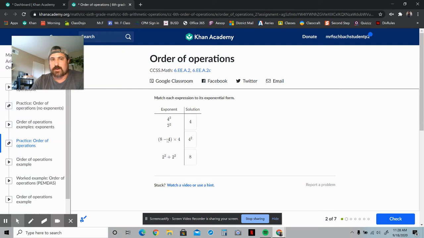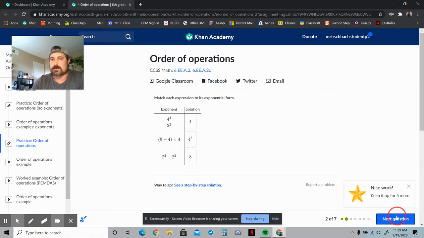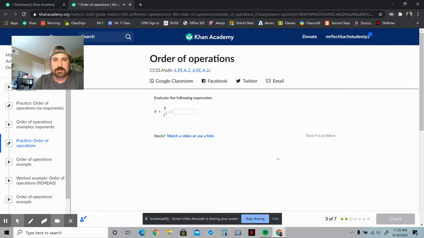This one, you're going to do the parentheses first. So 8 minus 4 is 4. And then 4 times 4 is 16. Now, 16 is the same as 4 to the second power. So that's going to work perfectly. So this value is 16, and so is this. 2 squared plus 2 squared, well, that's going to be 4 plus 4 because you do the exponents first, right? That's 4 plus 4, which is 8, so that works out perfectly. So this all matches nicely, and now you're done. Okay, let's go to the next one.